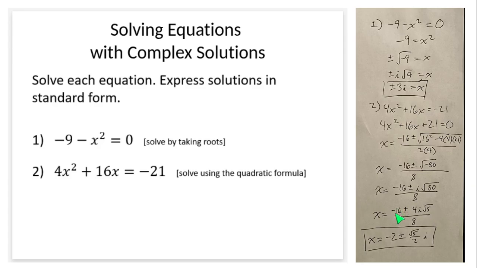Negative 16 over 8 plus or minus 4i root 5 over 8 can be written as negative 16 over 8 is negative 2, plus or minus 4 over 8 is 1 over 2, so I have 1/2 i times the square root of 5. Root 5's in the numerator, so I can just keep root 5 in the numerator there. Root 5 over 2 times i. So I have a plus bi form.